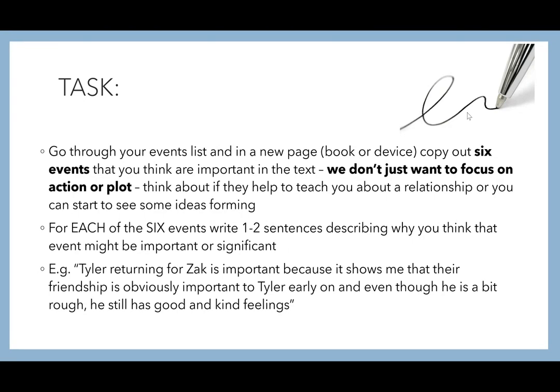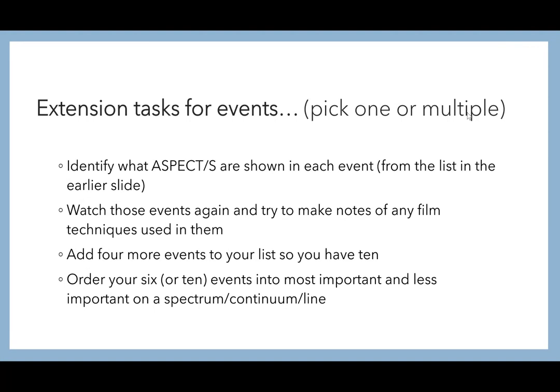All right, so if you finish early and you've got a bit of time on your hands, here are the extension tasks. So what you can do is identify what aspects are shown in each event. You don't have to explain them, but you could start with that. Can you see an idea? Can you see a relationship? Can you see a message coming through? What can you see? Watch those events again. Go back to the film or find the clips that are in files and watch them again.